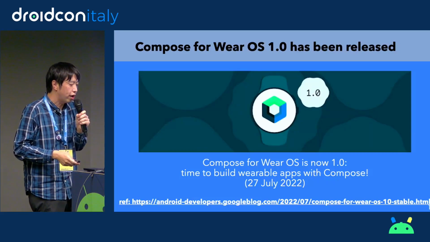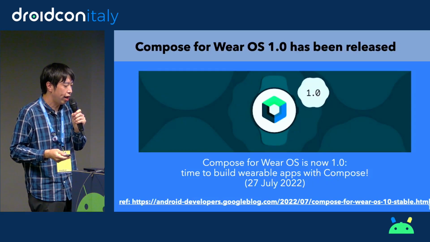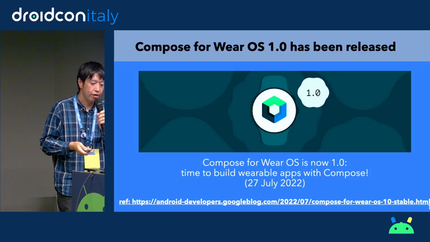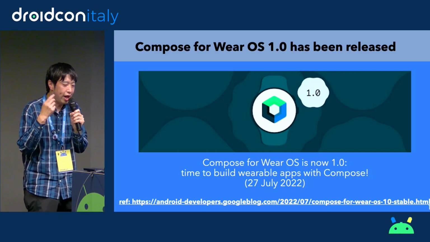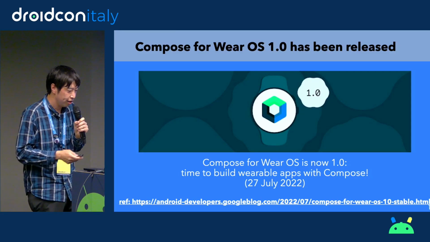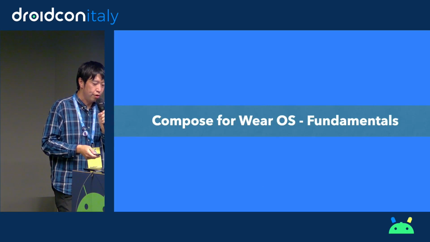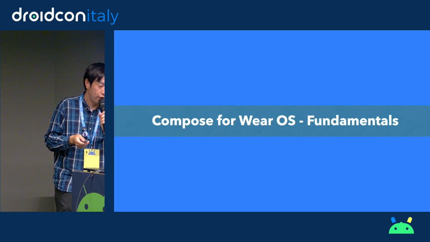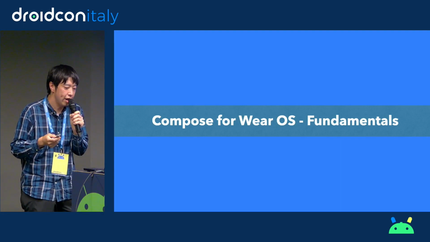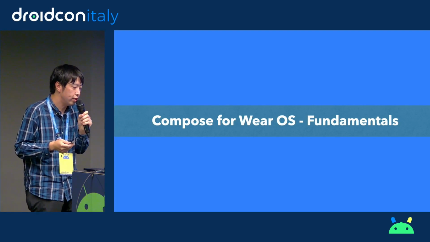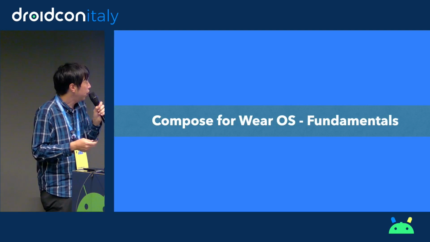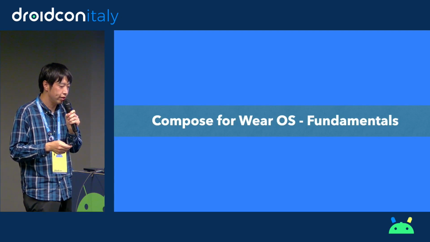Okay, after Google I/O, this July, Wear OS 1.0 has been released. It's now a stable version. At any time, we can start developing Wear OS apps with Jetpack Compose. Let's move on to the main topic, Compose for Wear OS fundamentals. As I said at first, there are some similarities and differences between Wear OS and mobile. When we develop Wear OS apps, we have to take care about all these points.